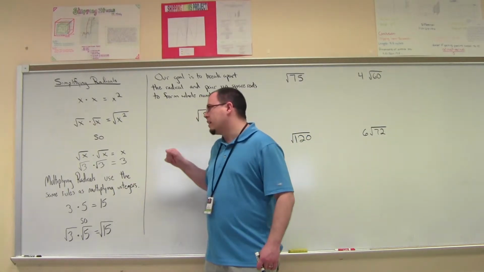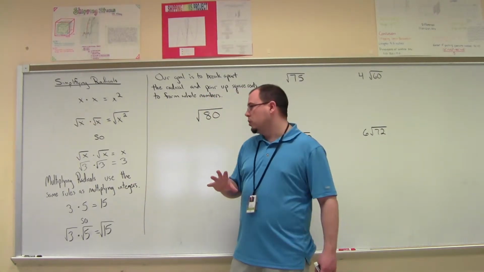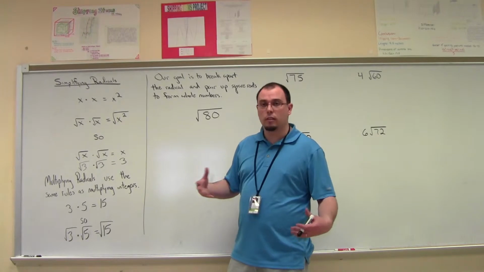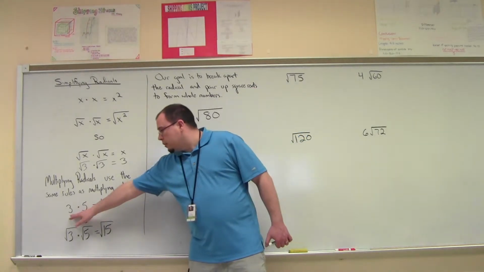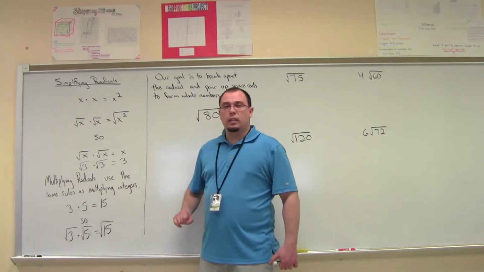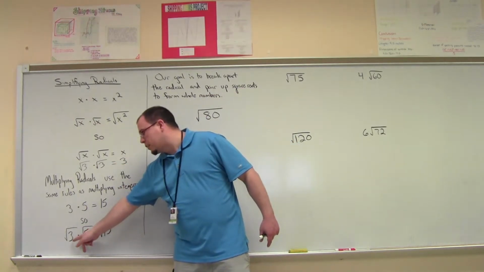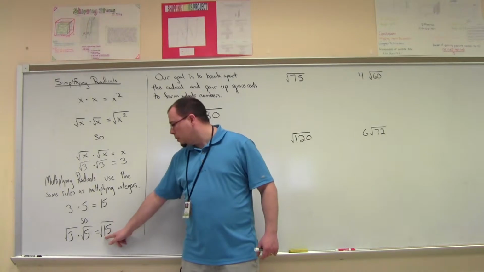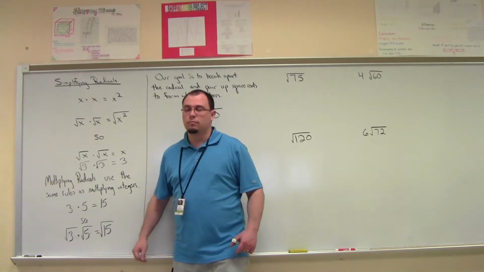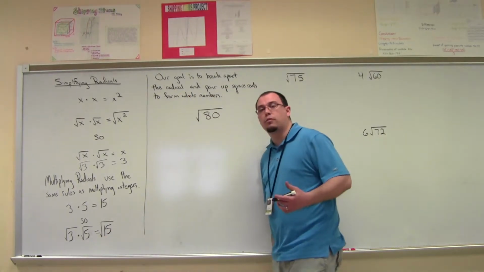When we multiply radicals, it's going to follow the same rules as multiplying regular numbers or integers. So, for instance, you know 3 times 5 equals 15. If we have two radicals that aren't the same, so if we had radical 3 times radical 5, they're going to multiply to equal radical 15. So it'll work the same way whole number values do.